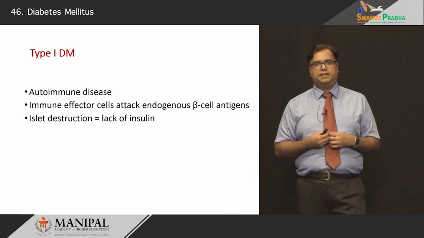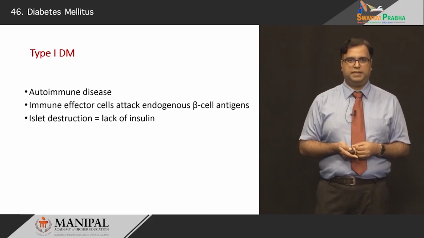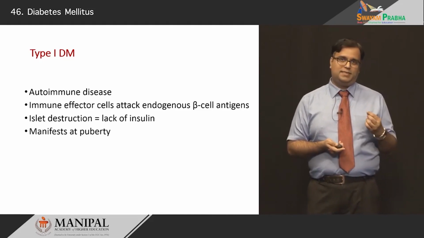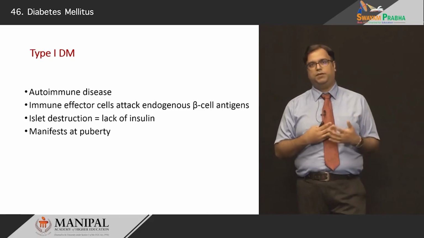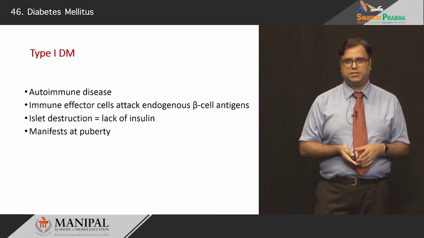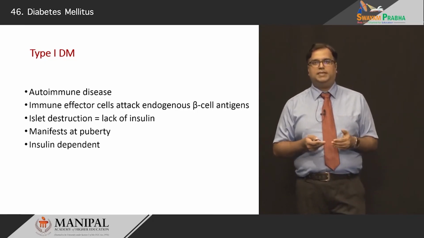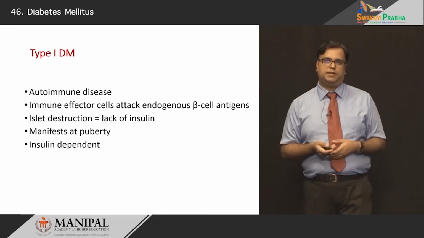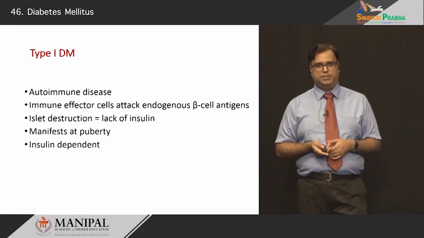The net result, as we understand, is complete destruction of the beta cells. So absolutely there is no insulin there, and this is a disease which you tend to see around puberty. When the child is in school, they will complain of weakness and weight loss, and on blood tests are generally diagnosed as diabetic. So it starts at around puberty. The earlier terminology, IDDM, insulin dependent diabetes mellitus, holds true because these patients absolutely require injectable insulin.